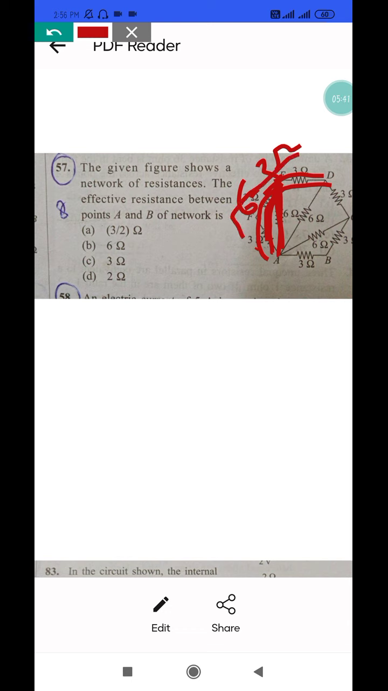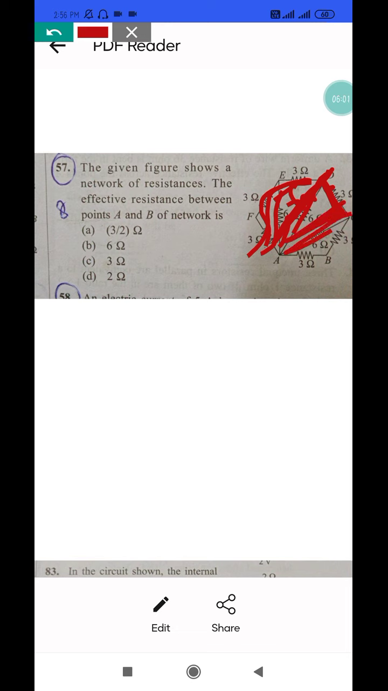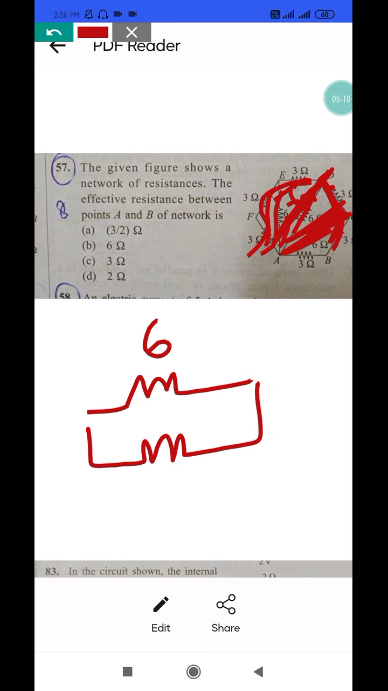So now I am going to erase this. We have obtained this, and we have neglected this resistance. So finally we got a value of 6, right? Again this 6 and 6 are in parallel, so we have 3. Again this 3 and 3 are in series, we have 6. Again 6 and 6 in parallel, we have 3. And again 3 and 3 in series. So finally this is 6 and we have a 3 here. This is the point A and this is the point B.